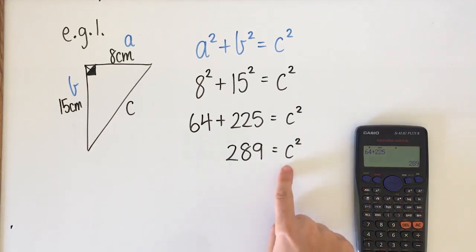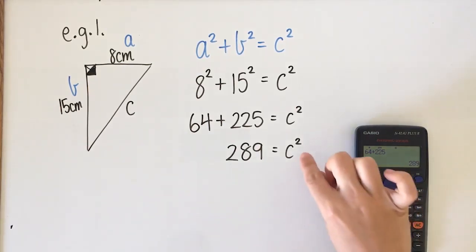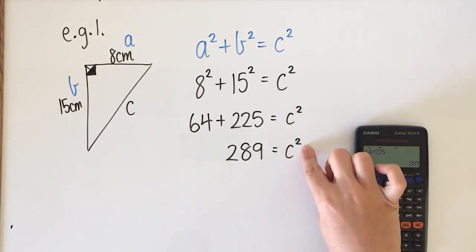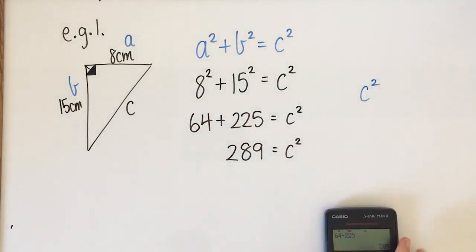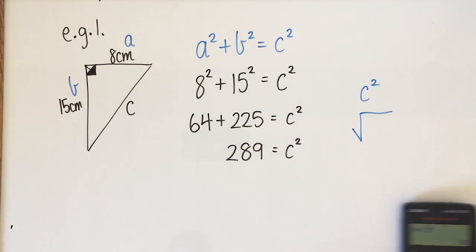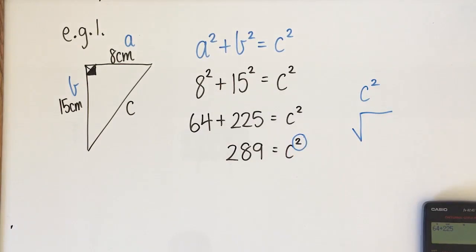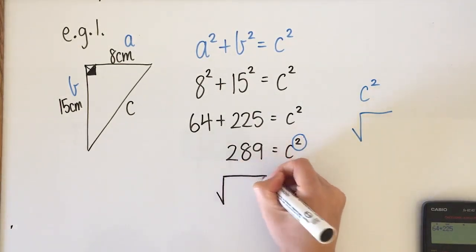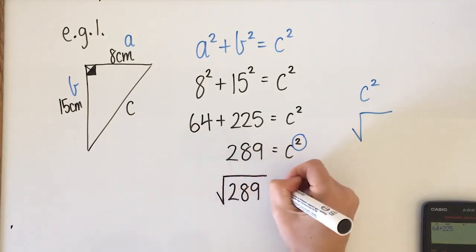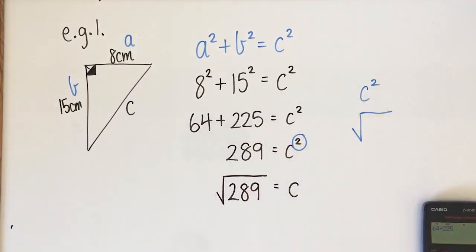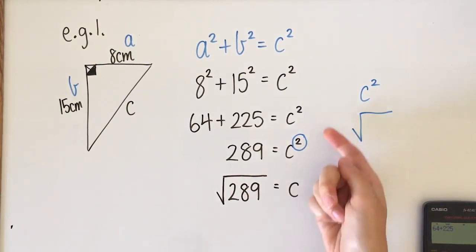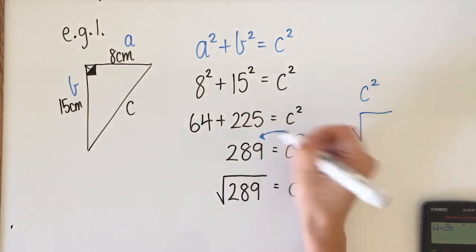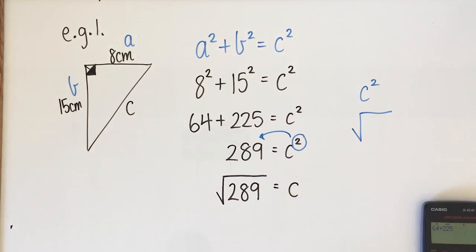So what we need to do is find what C is by itself. So we need to do the inverse of squaring a number. Inverse meaning that if we're squaring a number, well, the inverse is then going to be the square root. So we need to do the square root of 289, and that will give us C. What you need to notice here is the C squared has become C because we've done the inverse of this. We've done the inverse of that to make it a square root.